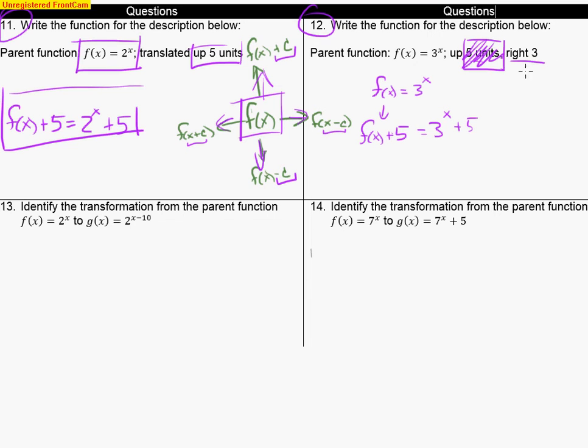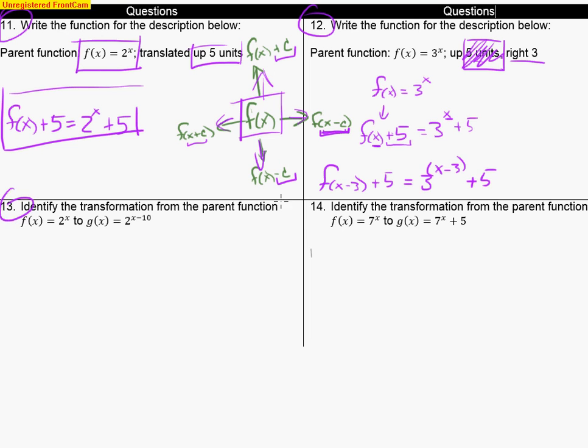And now I need to go right 3 units. To go right, I have to subtract on the inside. I have to follow the directions here. So I'm going to go ahead and do that on the inside and the inside. So I'm going to take f of x minus 3. Still, I have to have my up transformation, so I keep my plus 5 equals, and then I have 3 to the x. Well, like I did to the x over here, I'm going to have to subtract 3, and then I'm going to have to add my transition up.